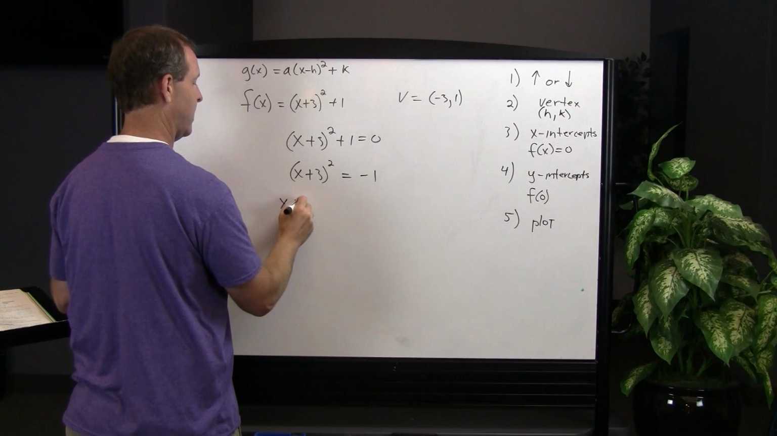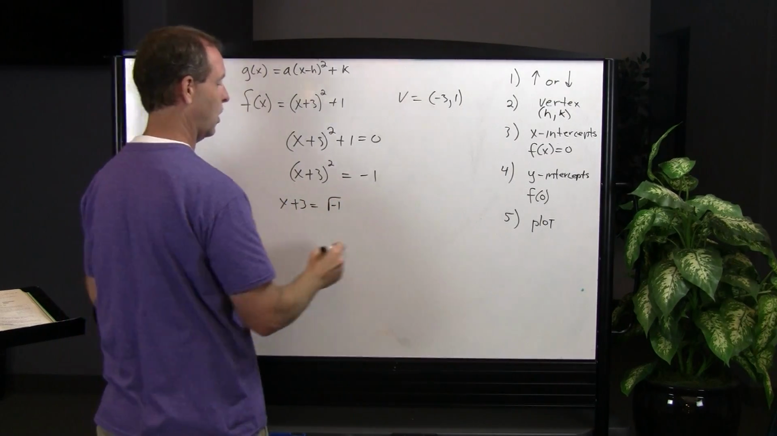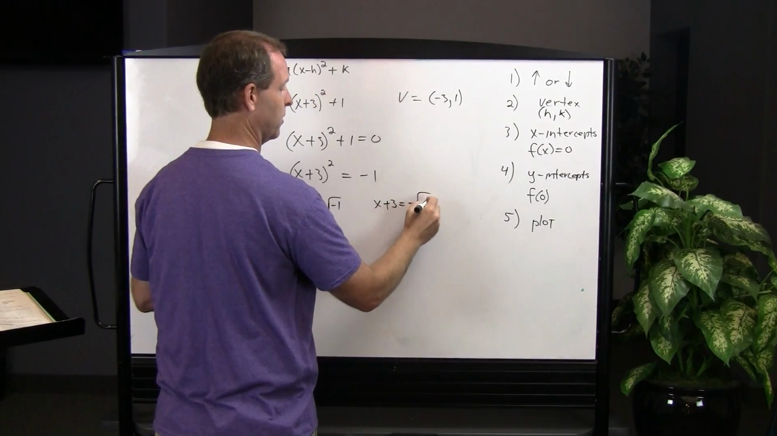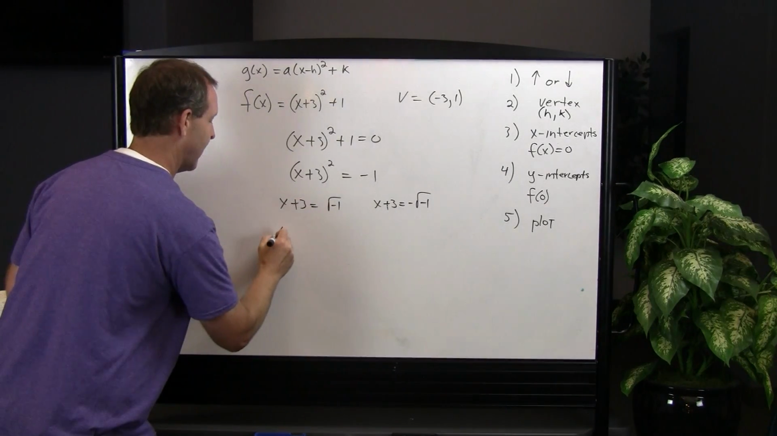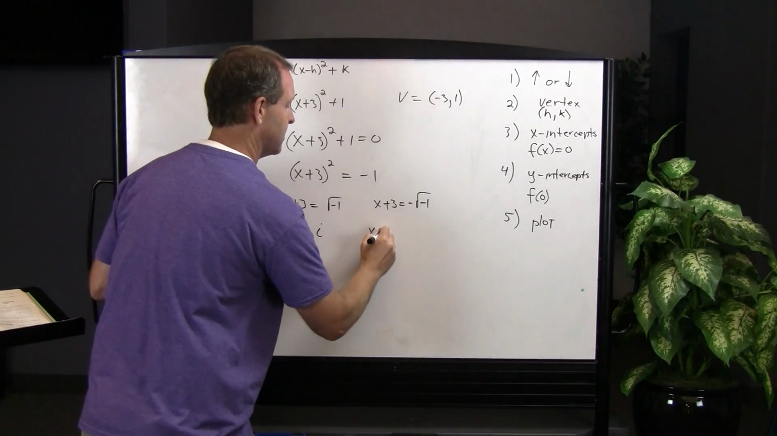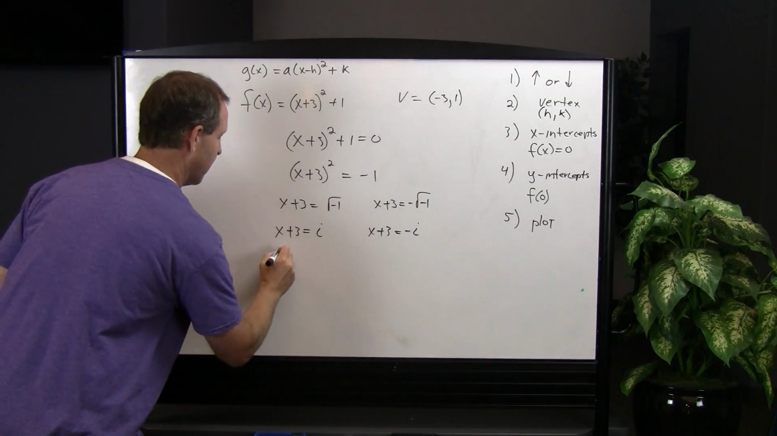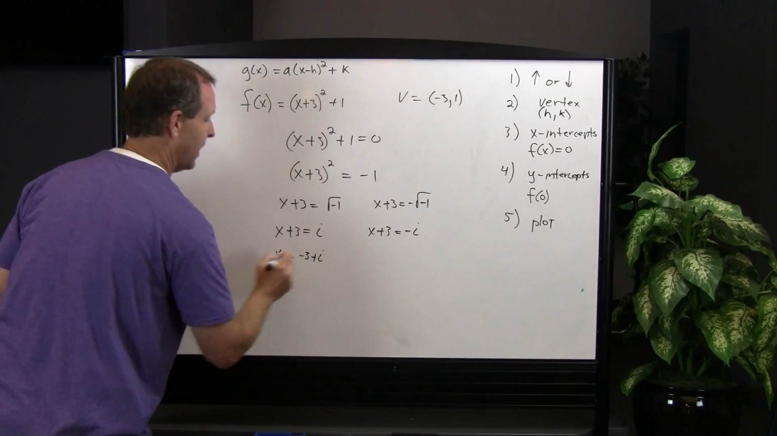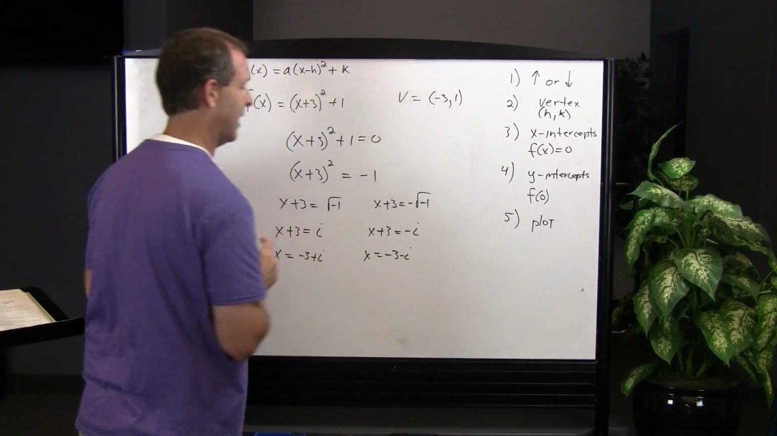I get x plus 3 equals the square root of negative 1, or x plus 3 equals the negative of the square root of negative 1. The square root of negative 1 is i, so I have x plus 3 equals i, or x plus 3 equals negative i. Get x by itself. I have x equals negative 3 plus i, and then over here I have x equals negative 3 minus i.